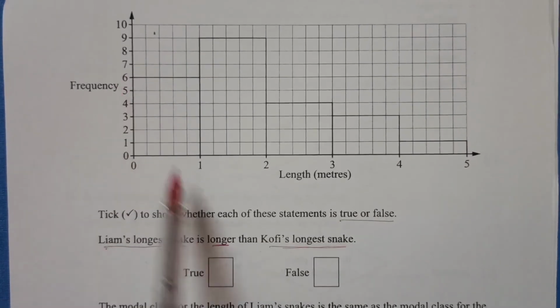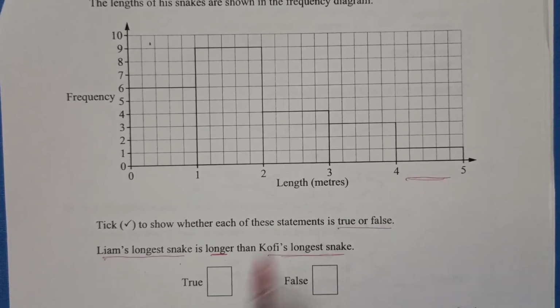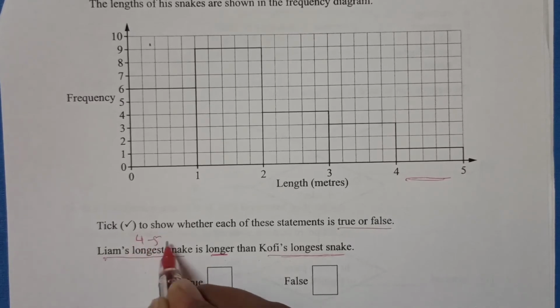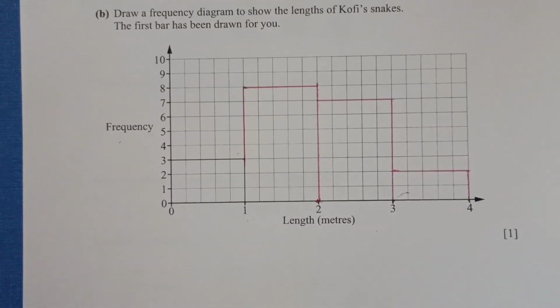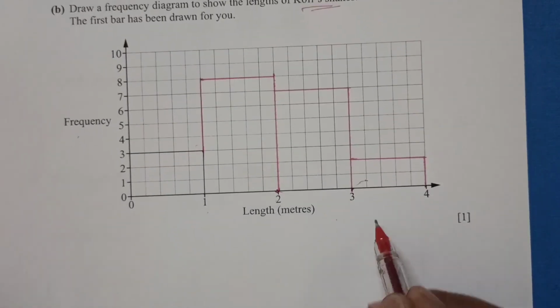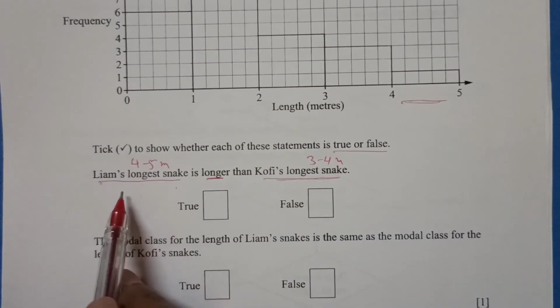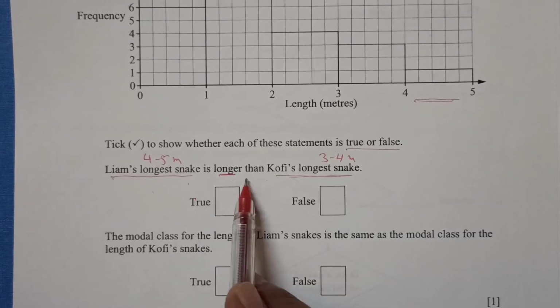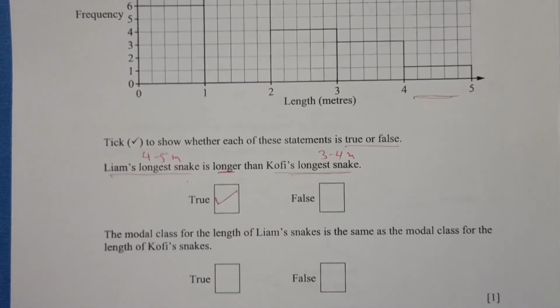So this is Lime's diagram. His longest snake is between 4 to 5 meters, right? And coffee's longest snake, let's see in the previous diagram, this is coffee's snakes here, and its length is 3 to 4, right? So this length is 3 to 4 meters. So he said Lime's longest snake is longer than that, so it's true. Yeah, this is longer than that, so that's true.